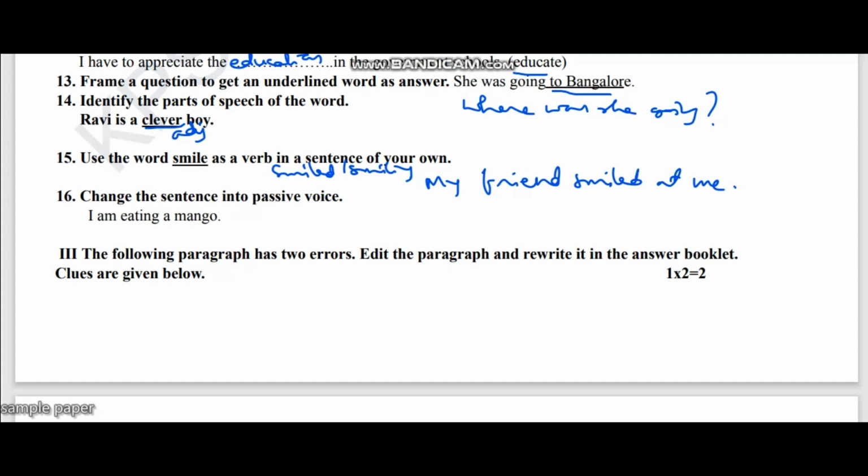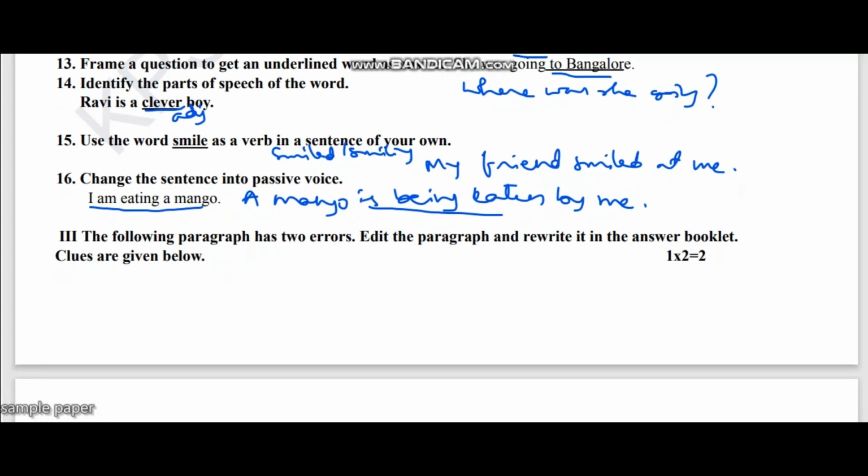Number 16, change the sentence into passive form. I am eating a mango. A mango is being eaten by me.